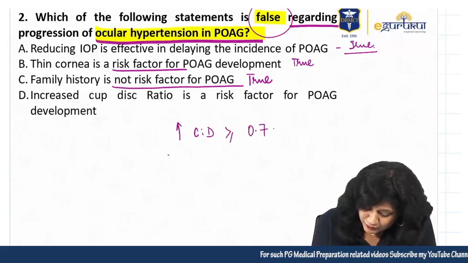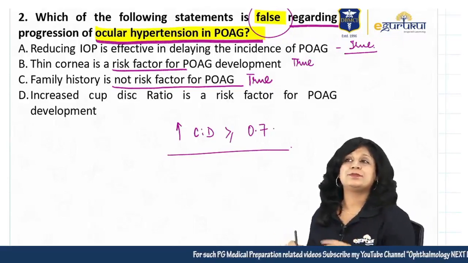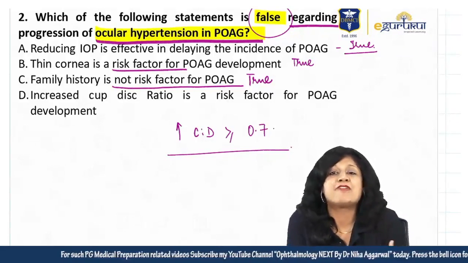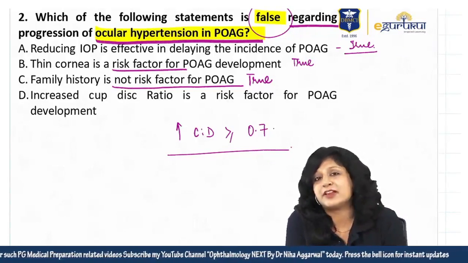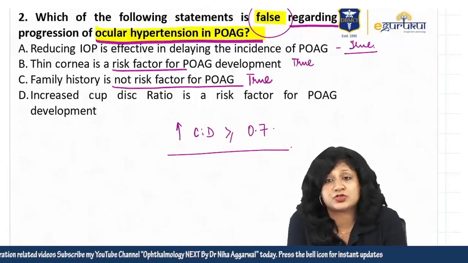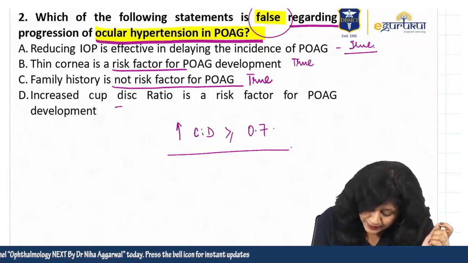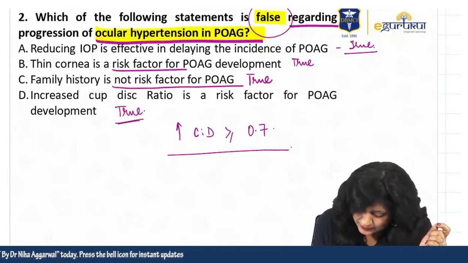So, if I have more CD ratio, more than 0.7, then definitely I have more and more chances of this conversion, okay, from the ocular hypertension to POAG. So, this is a perfectly true statement.